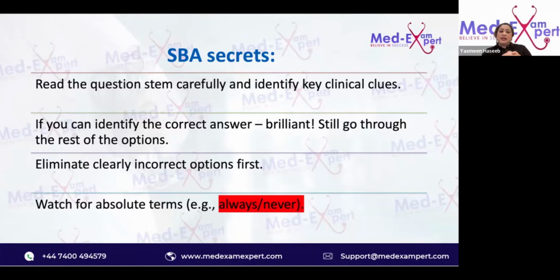Eliminate clearly the incorrect options first, and then watch for the absolute terms. Never and always, they are not the things. Never and always never happens in medicine, as you all know. One day or the other, you will always see the atypical cases.